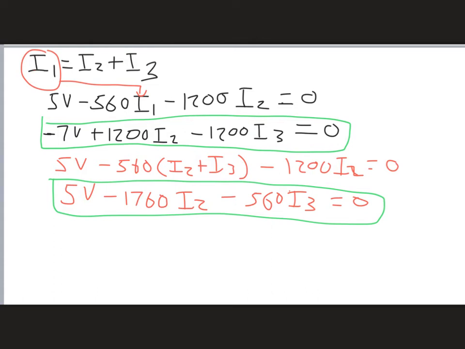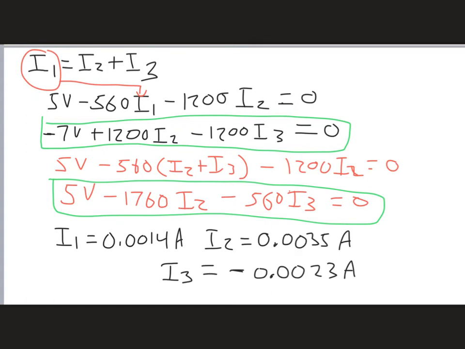And when I do that, I get the following answers. So I end up with I1 being 0.0014 amps, I2 being 0.0035 amps, and I3 being 0.0023 amps. But when you do the algebra, you end up with this one being negative. And if you remember what that minus sign means, so you go through all this, you find the current, that gives you the magnitude of the current.